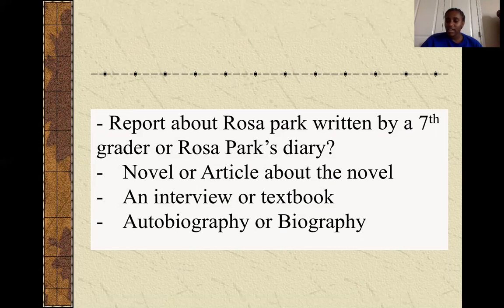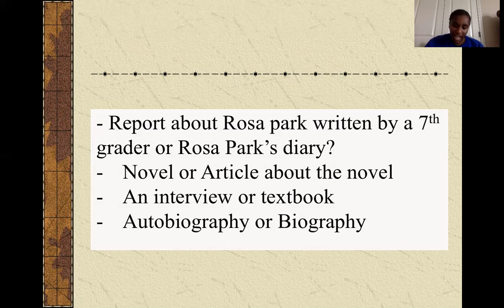1960s era kind of thing. She rode the bus, wouldn't give up her seat for a white man, so she got kicked off the bus, arrested, all that good stuff. But I know the 7th grader was not at that event, and it was a report written about Rosa Parks. So I'm going to say that the report about Rosa Parks written by a 7th grader is a secondary source.